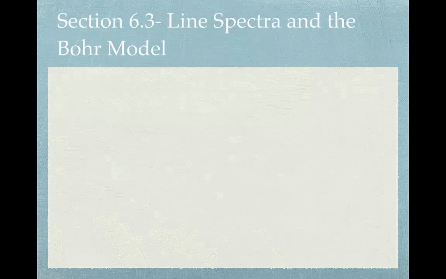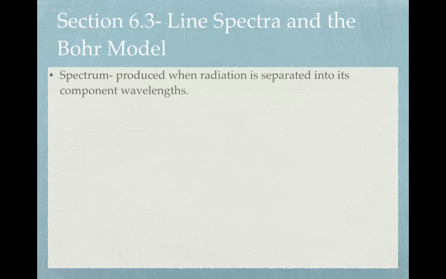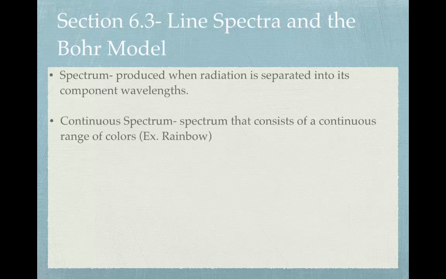The next thing that I'm going to talk about in section 6.3 is line spectra and the Bohr model. Now, a spectrum is produced when radiation is separated into its component wavelengths. There are two different types of spectrum that we're going to be talking about. The first is a continuous spectrum. A continuous spectrum is the spectrum that consists of a continuous range of colors.